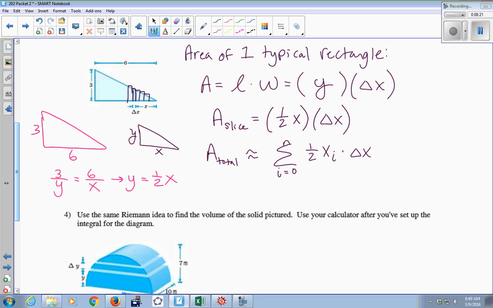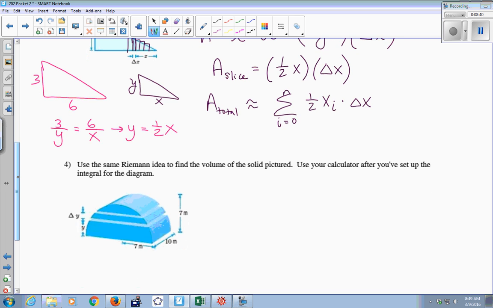N has to approach infinity. N is the number of rectangles, so you either let the width of the rectangles go to 0 or the number of rectangles go to infinity. And then the other answer was a definite integral, which is the symbol we use for when you take the limit as n goes to infinity. All right, so my total area is exactly equal if I take this Riemann sum and take the limit as n goes to infinity.